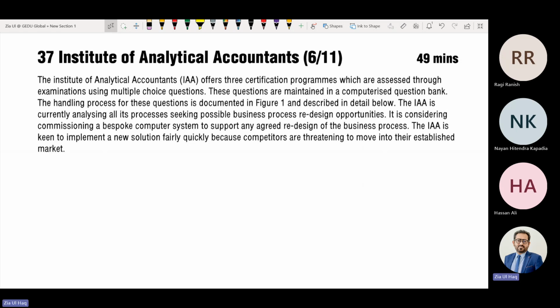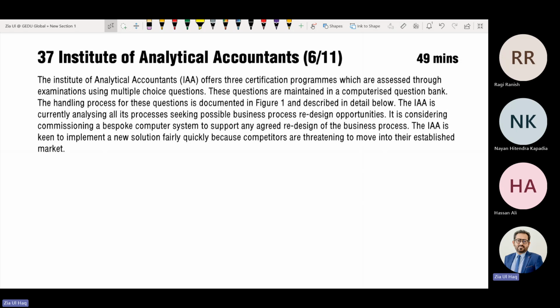The IAA is currently analyzing all its processes, seeking possible business process redesign opportunities. I mean, they are focusing on redesigning the process. It is considering commissioning a bespoke computer system to support any agreed redesign of the business process. The IAA is keen to implement a new solution fairly quickly.